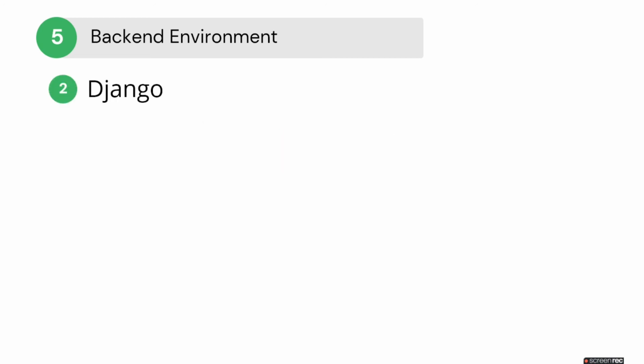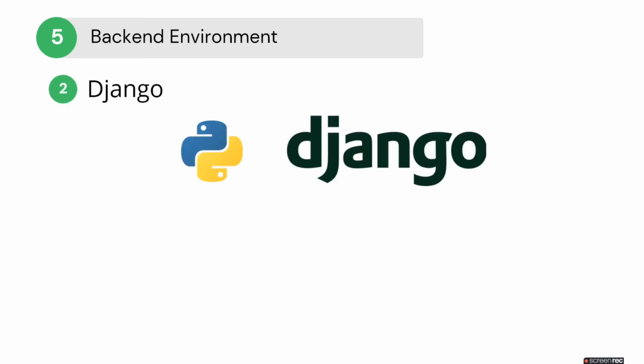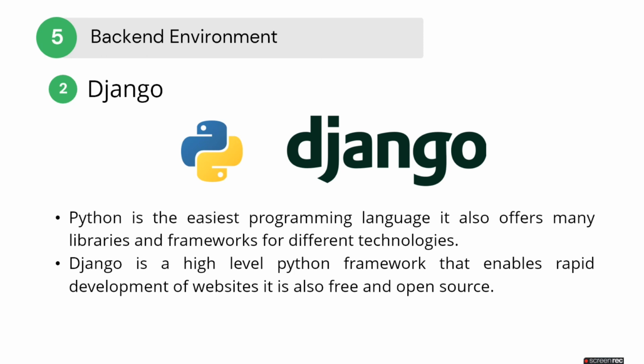Moving on to another backend language, there's Python and the most commonly used framework, that is Django. Python is the easiest programming language out there and I'm sure everybody will agree with me. It also offers many libraries and frameworks for different technologies. So when it comes to backend in full stack development, Django is a clear winner. Now it is a high-level Python framework that enables rapid development of websites. It is also free and open source and has a huge active community of users. So I would really suggest you get your hands on Django and work on it.